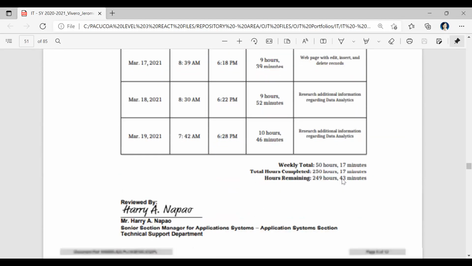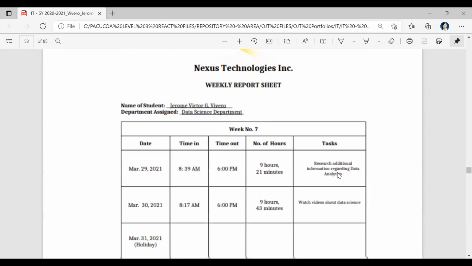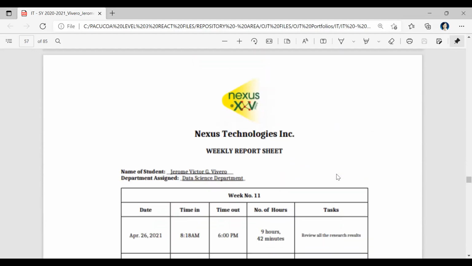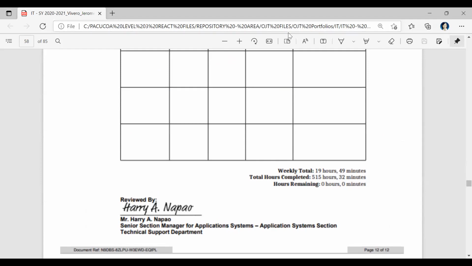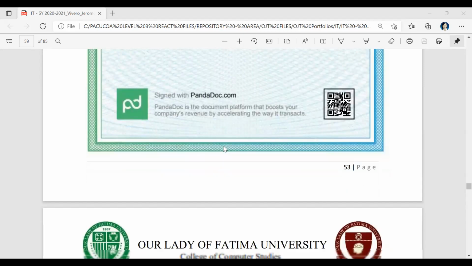So go through the 500 hours in your weekly accomplishment reports, and your total should be, of course, 500 hours or more. In his case, he garnered 515 hours and 32 minutes. So as long as it is 500 hours or greater than that, that's fine. Then you have 0 remaining hours. So that's for the weekly accomplishment report.